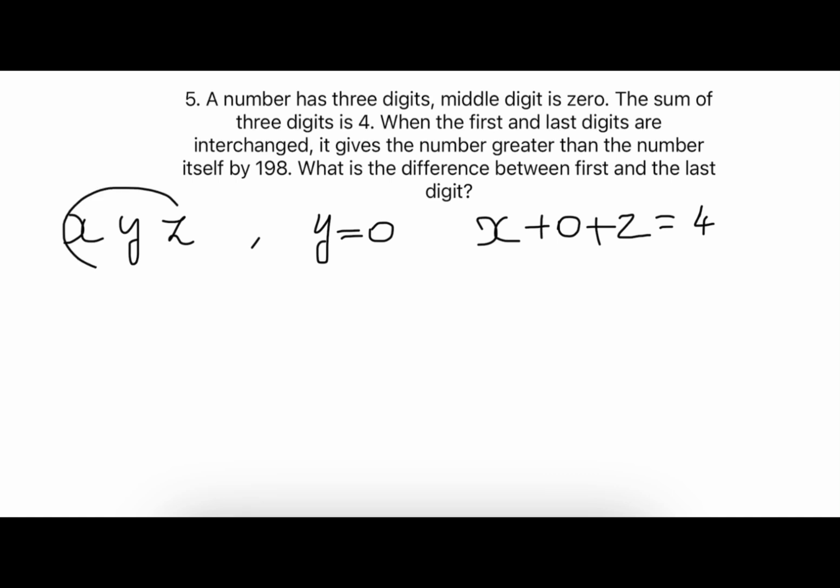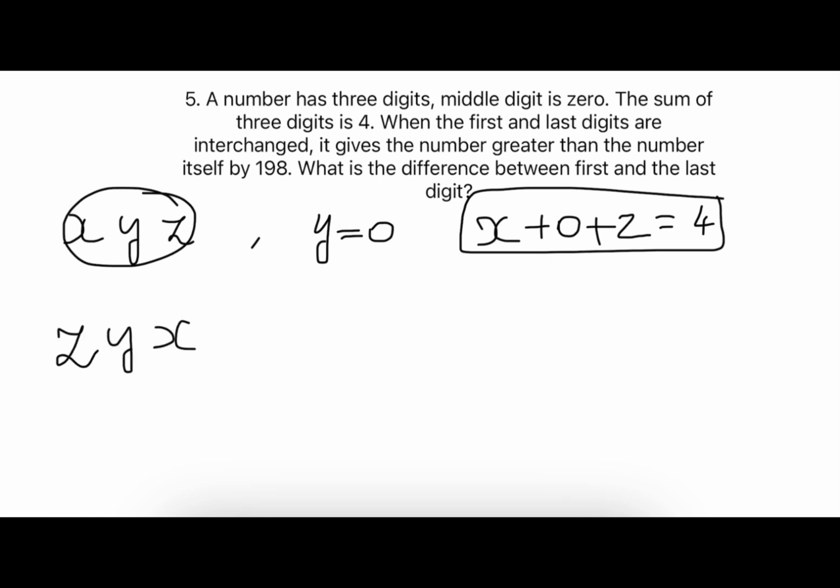So if XYZ is considered, this is the possibility. Suppose we reverse it, meaning I take ZYX. You can clearly see the place of Y is not getting changed. We are only interchanging the first and the last digit. So if we do this, then what happens? It gives the number which is exceeding XYZ by 198. All we have to do is the same formula again.